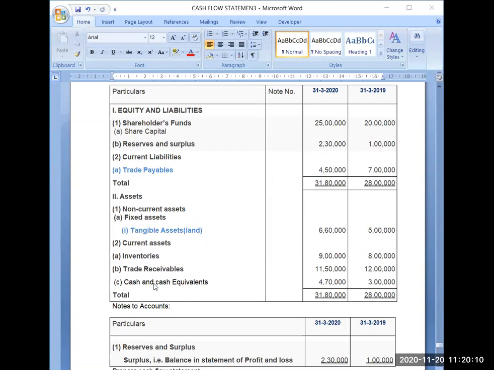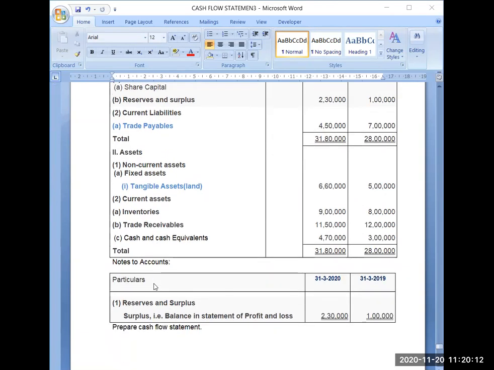So you have to just follow the steps. Only then you will be able to follow the question. Otherwise, you will get confused. This is notes to accounts regarding reserves and surplus. What are the components of reserves and surplus? So the component is surplus in balance in statement of profit and loss.